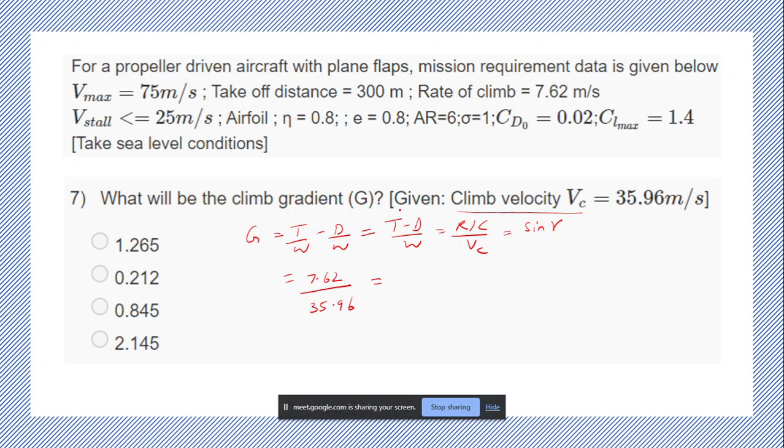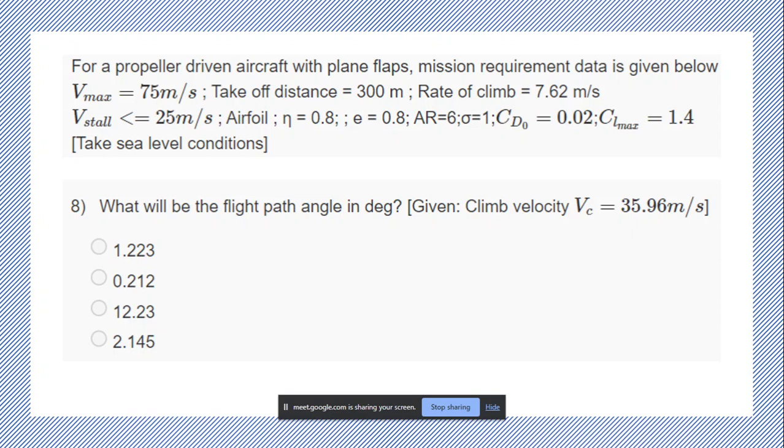Point 2119. So it'll be this, the right answer. Okay. Is this understood? So your (T minus D) by W into V was rate of climb. So that is V sine gamma is rate of climb. From there we have just taken this (T minus D) by W, that is nothing but your climb gradient. So that's how we got this equation and we got the value 0.212.